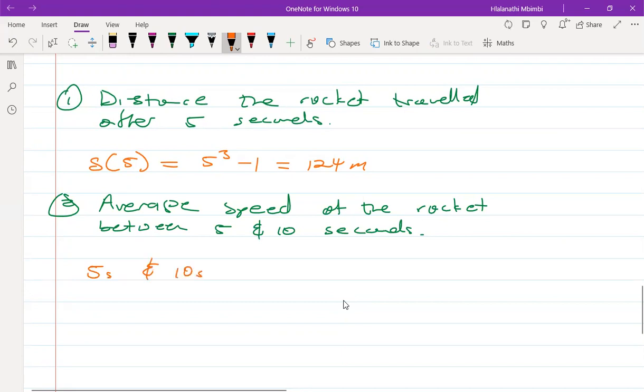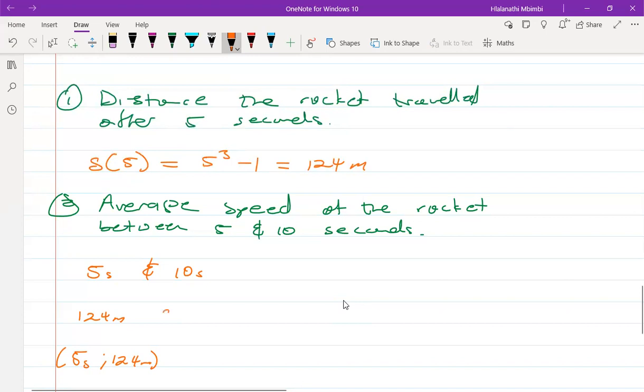Let me go check what my function is at 5 seconds. I know my function at 5 seconds just from the calculation above. It would have traveled 124 meters, which makes your first coordinate 5 seconds, 124 meters. And then for 10 seconds, you can substitute the 10 cubed, that's 1000.